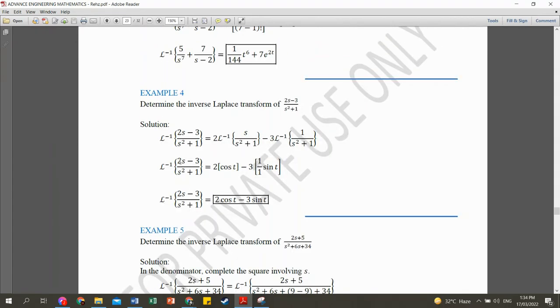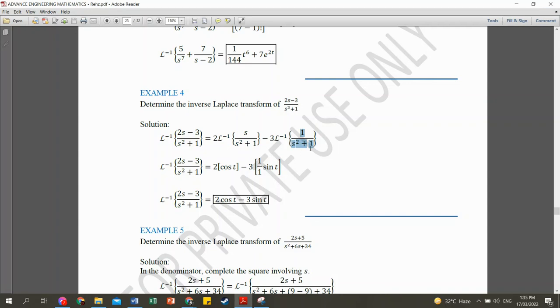Okay, so we also have number 4. We have 2s minus 3 over s squared plus 1. So again, applying the linearity theorem, we can separate this. This 2s minus 3 over s squared plus 1, we can make into 2s over s squared plus 1 minus 3 over s squared plus 1. Once we separate that, we can apply the linearity theorem again. So we have here 2 times, what's left, s over s squared plus 1, minus 3 times the inverse Laplace of 1 over s squared plus 1.